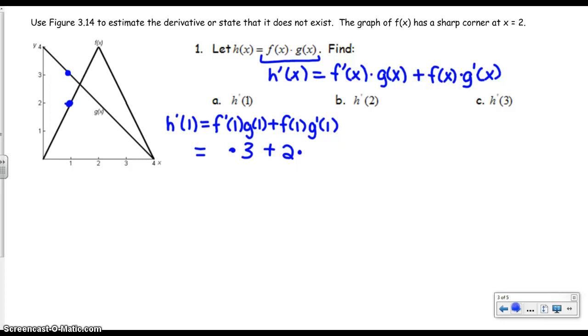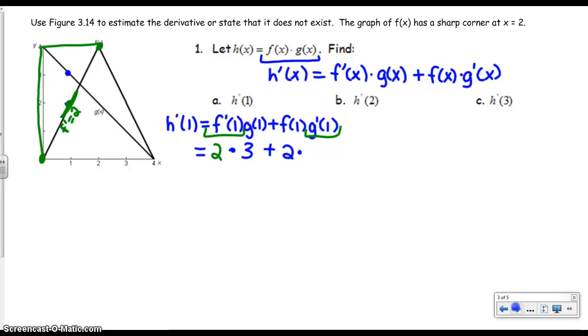Now, to get the primes, the derivatives, I have to use slope. Remember, derivative is slope of the tangent line. So if I come to f prime at 1, I really want the slope at 1. And this is just a nice straight line. You can see that this line goes up 4 and over 2 to get from point to point. So that's a slope of 2. So f prime is equal to 2 here. So I'm going to replace f prime of 1 with 2.